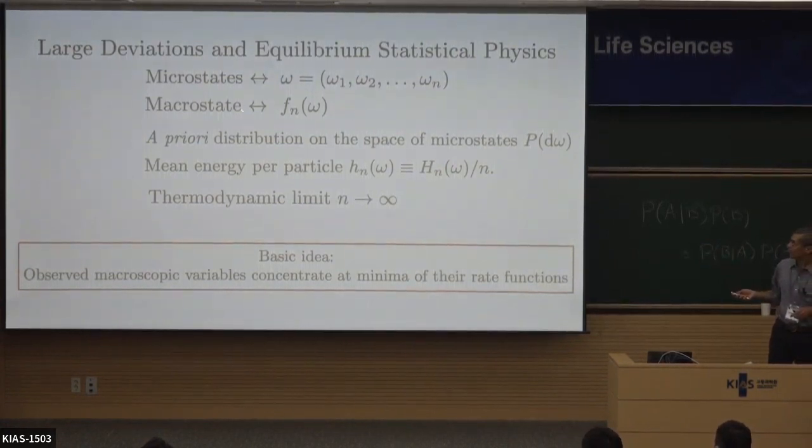What's a macrostate? A macrostate is some function of this microstate. The macrostates that are interesting to us are states that have nice limits as the number of particles goes to infinity. The a priori distribution on the space of microstates is some probability density on the space of microstates. The mean energy per particle, for instance, is an example of a macrostate variable. It's the energy of the whole microstate per particle. The thermodynamic limit corresponds to the n goes to infinity limit, which is what we've been doing over and over in our calculations of rate functions, right?